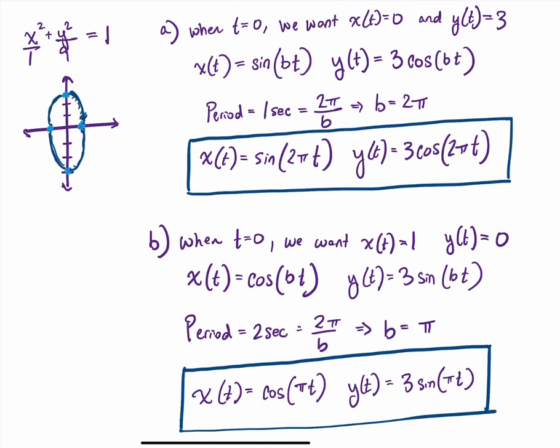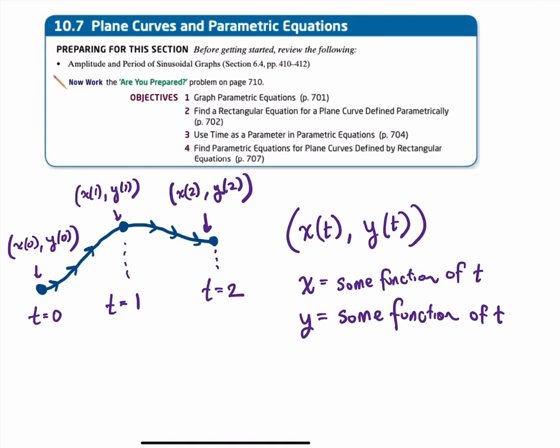Okay, that'll be it for this section. So we graphed some parametric equations by creating a table of values. We found a rectangular equation by eliminating the parameter. We saw that example of using time as our parameter. That was the golf shot projectile motion. And then we found parametric equations given some rectangular equation.